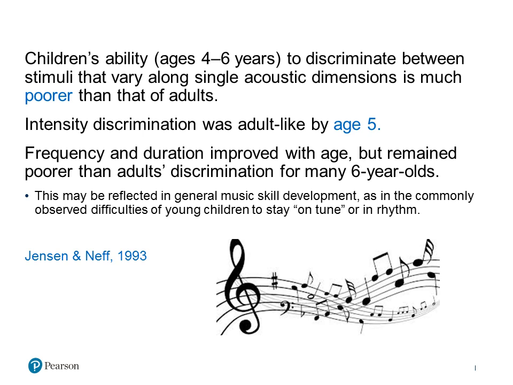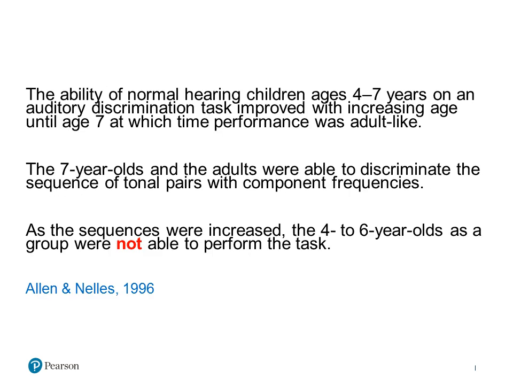Children's ability between the ages of 4 and 6 to discriminate between stimuli that vary along single acoustic dimensions is much poorer than adults. Well, we figured that to be the case. But we also found in some of the studies by Jensen and Neff that intensity discrimination became adult-like by age 5, and frequency and duration improved with age. Of course, the skills are poorer than adults' discrimination for many 6-year-olds, but nevertheless, the skill has been developing. And sometimes general musical skill development, as we see in youngsters, are often affected as well. So many of these very young children have trouble following a tune.